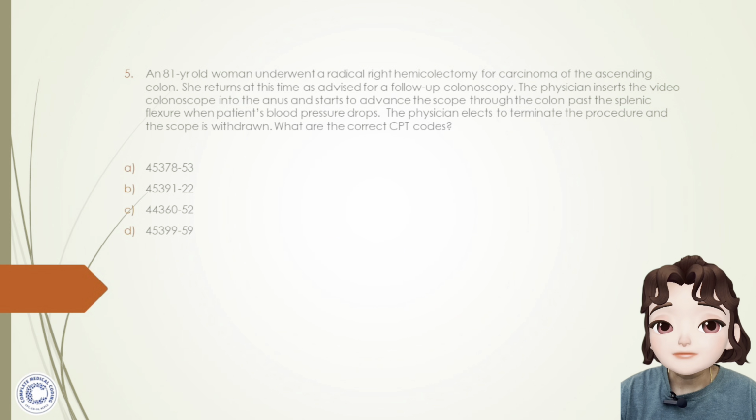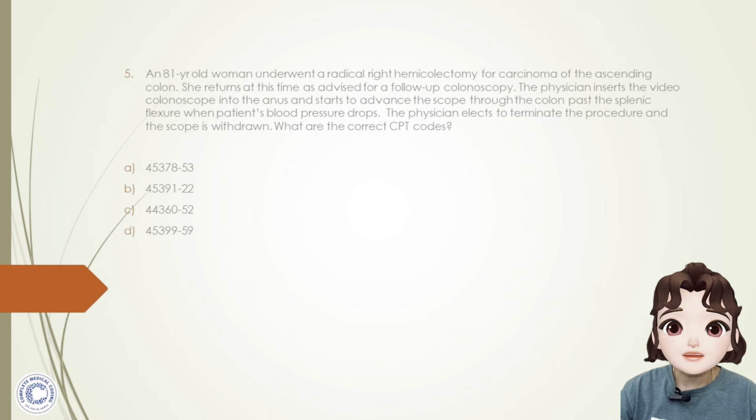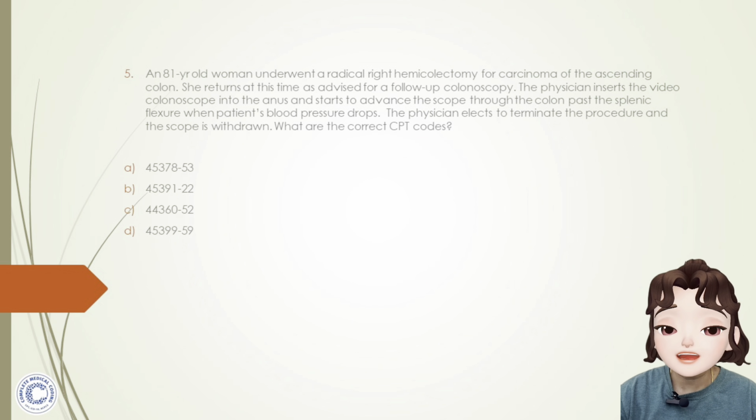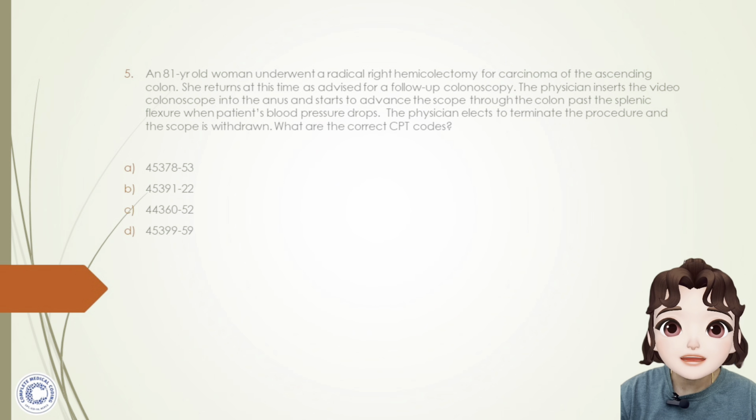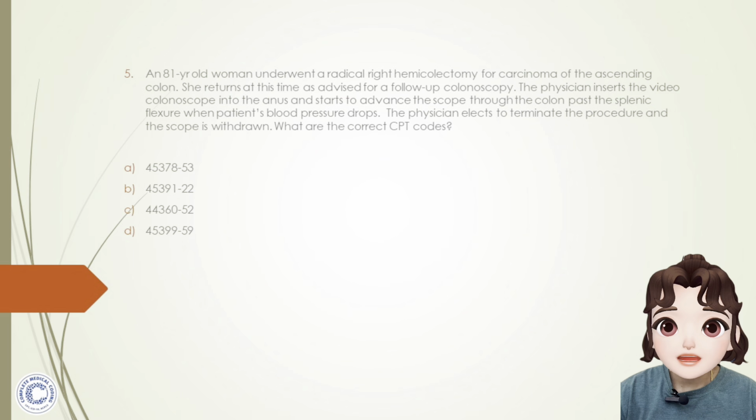So here, the patient is undergoing a follow-up colonoscopy. But when the physician inserts the video colonoscope into the anus, he has reached only till the splenic flexure by the time the patient's blood pressure drops. So the physician couldn't continue the procedure, and he has terminated it. What will be the correct CPT codes? 45378 with modifier 53, 45391 with modifier 22, 44360 with modifier 52, 45399 with modifier 59. Let's look into each and every code.